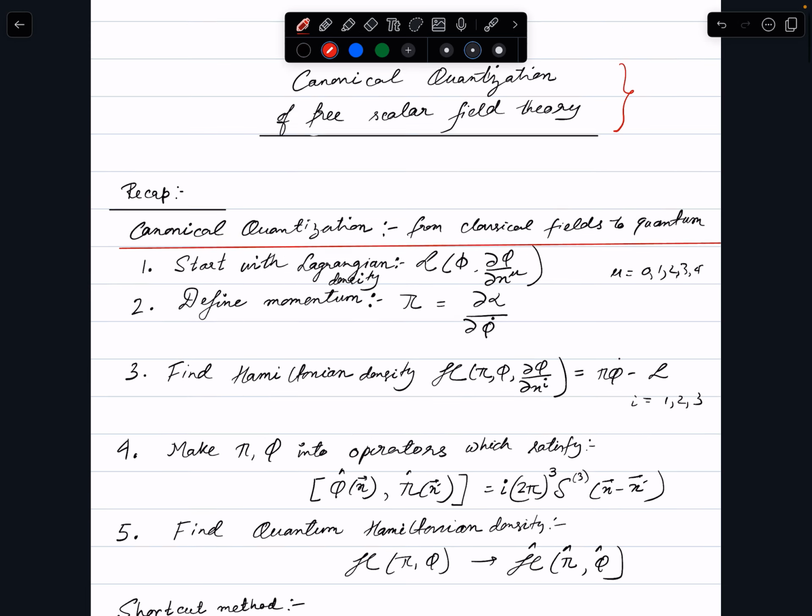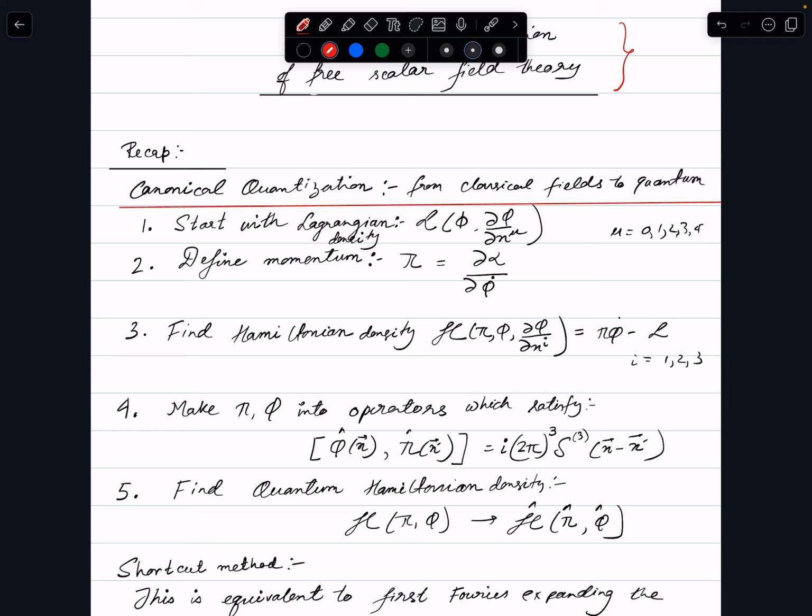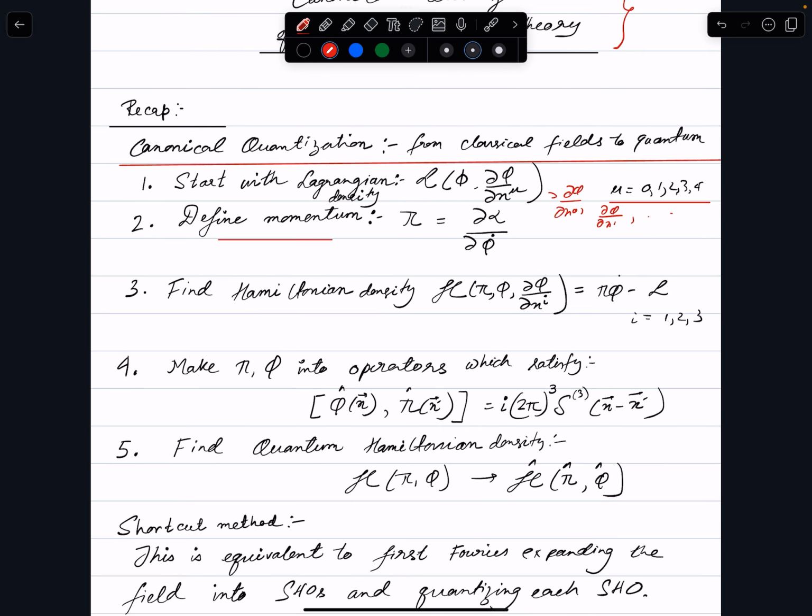Let's quickly recap. We start with the Lagrangian density, which is a function of the field and its space and time derivatives, which is what I mean by mu equals 0, 1, 2, 3. So all the del phi del x naught, del phi del x 1, all the space and time derivatives are here. And then we define the conjugate momentum to the field, and here in the definition only the time derivative of the field enters. So pi is equal to del L del phi dot, where phi dot is the time derivative.